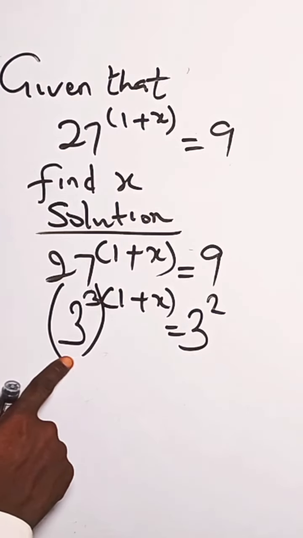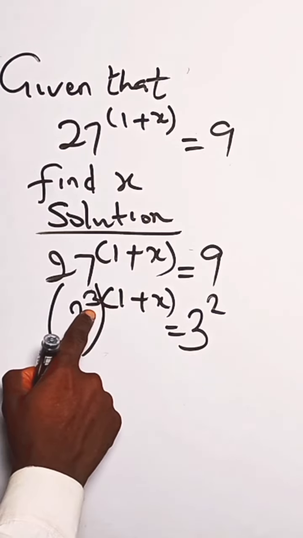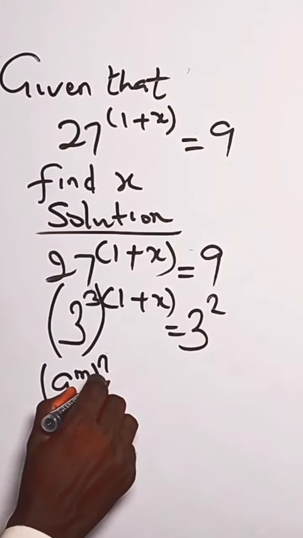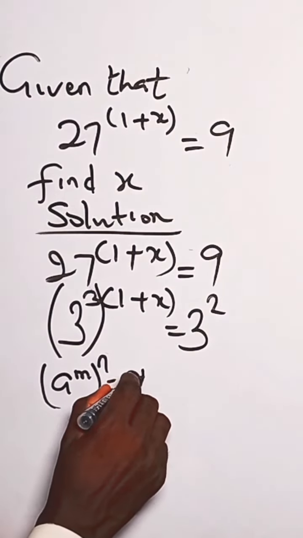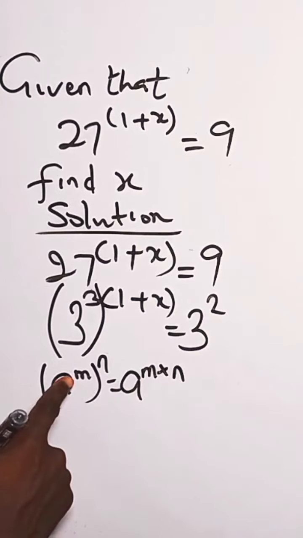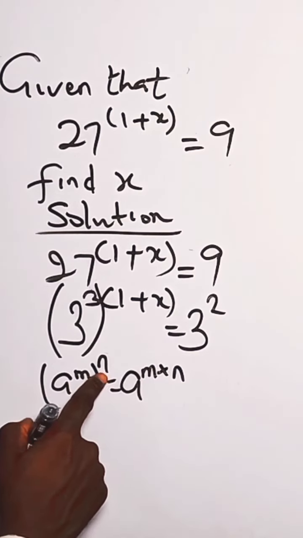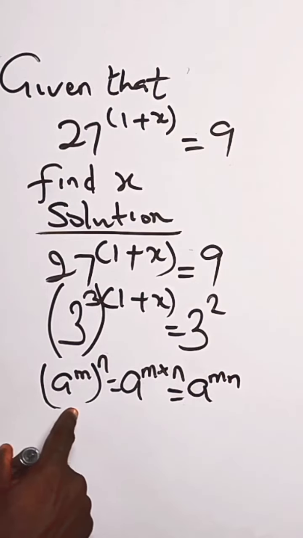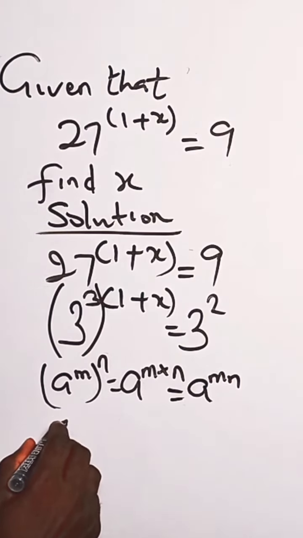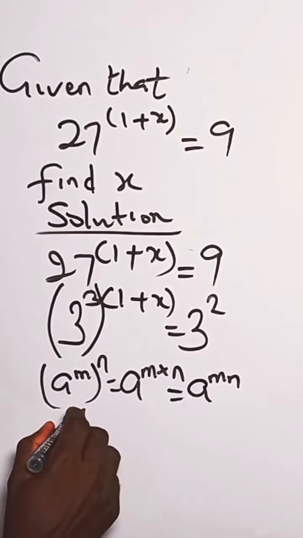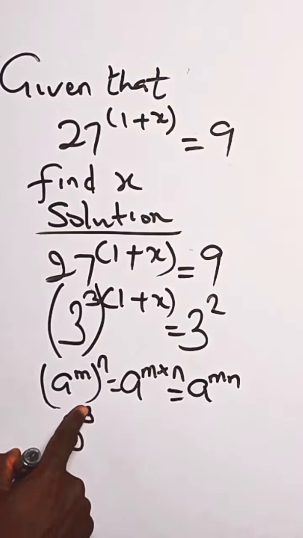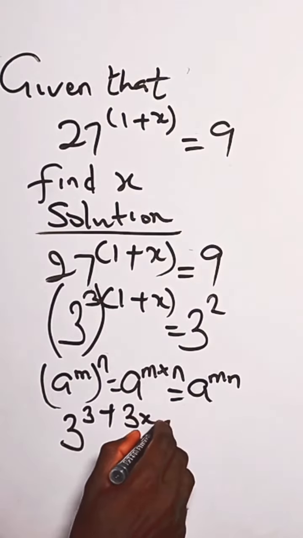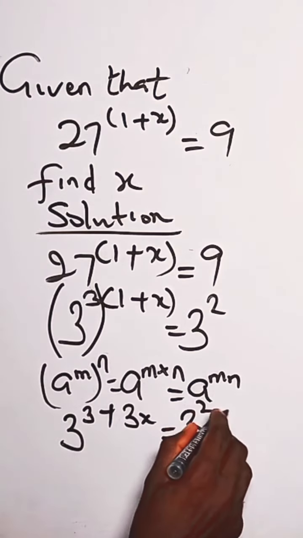So what do we do? We apply the exponent rule. We have something like this: a raised to power m, all raised to power n. The inner power, we multiply by the outer power. So we have this as a raised to power mn. So we apply this here. We have 3 raised to power 3 times this, so 3 times 1 is 3 plus 3 times x is 3x, equals 3 raised to power 2.